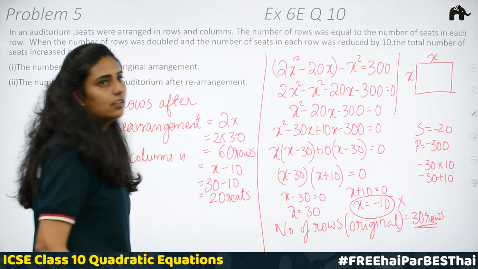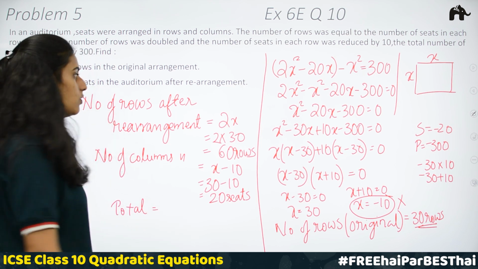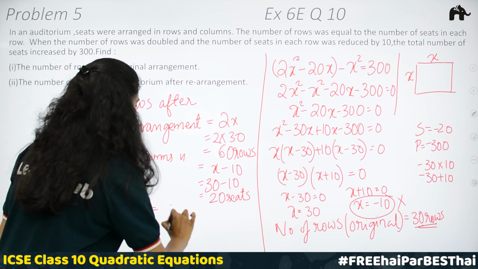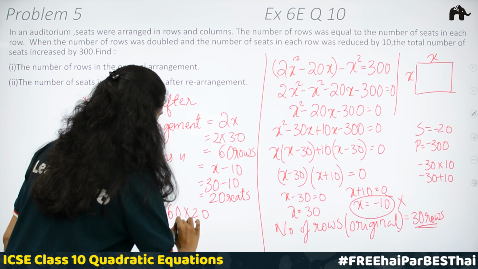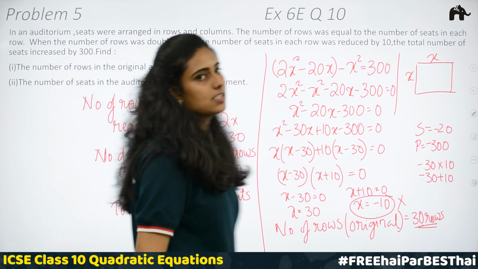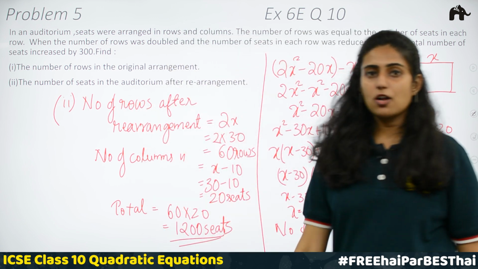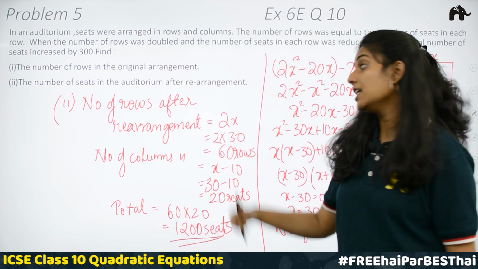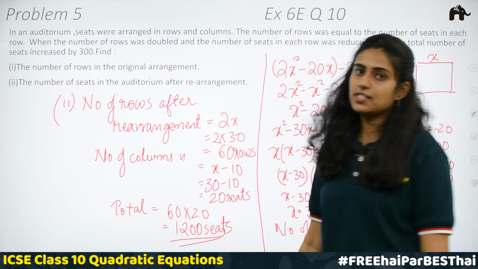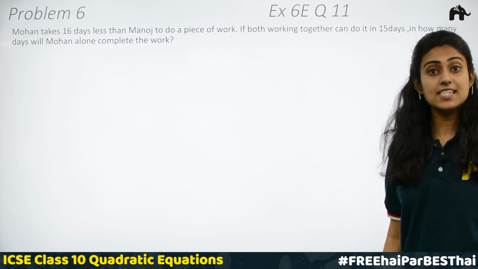Now, what is the total number of seats then? Total seats after rearrangement will be equal to number of rows into number of seats in each row. That is 60 into 20 equal to 1200 seats. This is the answer for your second question. Find the number of rows after rearrangement and the number of seats in each row, that is number of columns after rearrangement. Multiply them, we get the total number of seats after rearrangement. Clear?